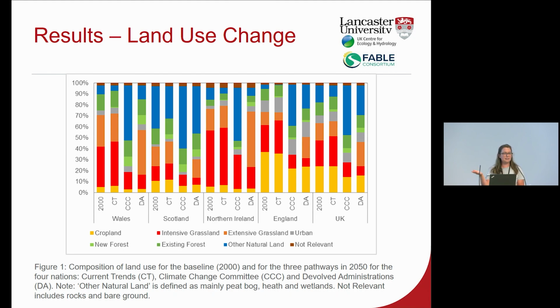For example, for the CCC pathways, we see a reduction of extensive grassland and an increase in this other natural land, which is peat and boglands, bog and wetlands. And that's represented by the large blue bars there.